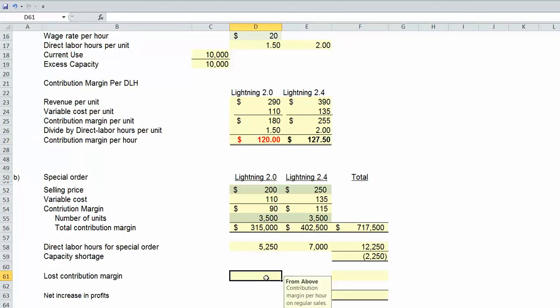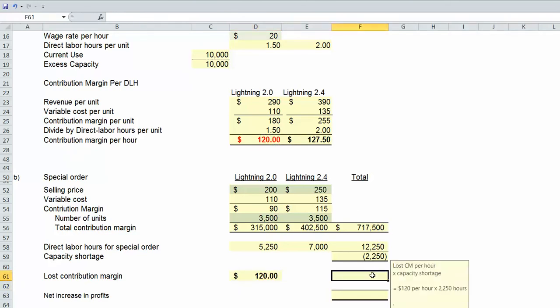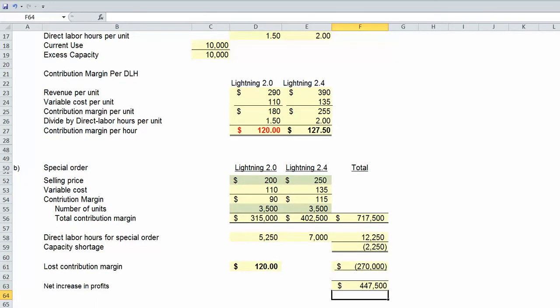And if we lose $120 per direct labor hour, then in total, our lost contribution margin from regular channels will be the 2,250 hours, that's our capacity shortage, times $120 per hour, or $270,000. So the net increase in our profits from this special order will be the $717,500 coming in new contribution margin, less the $270,000 decrease from regular sales. So the net impact on our bottom line will be $447,500.